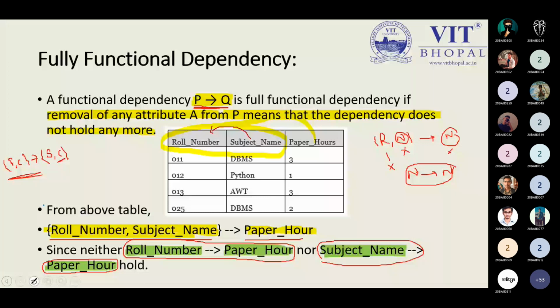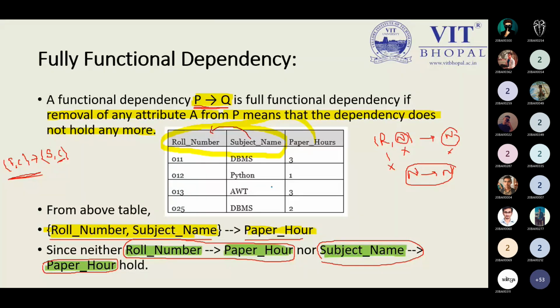Suppose I am taking another example. Suppose your grades will be calculated if you are appearing in all the papers. Your passing result will be calculated or generated when you are appearing in all papers. So if the student appears in all papers, then his or her result will be calculated. So the result depends on the papers in which she or he is appearing. So this is our fully functional dependency.